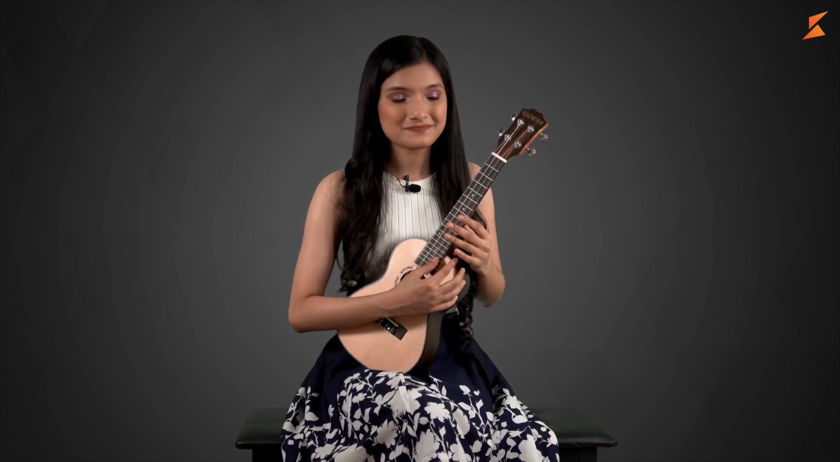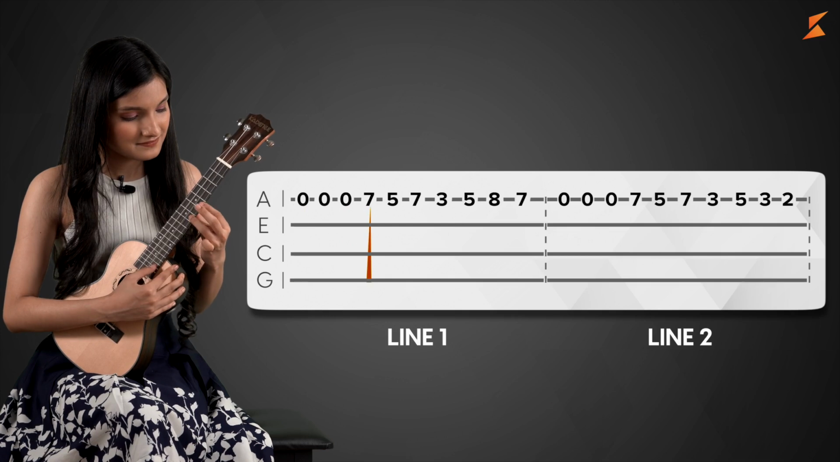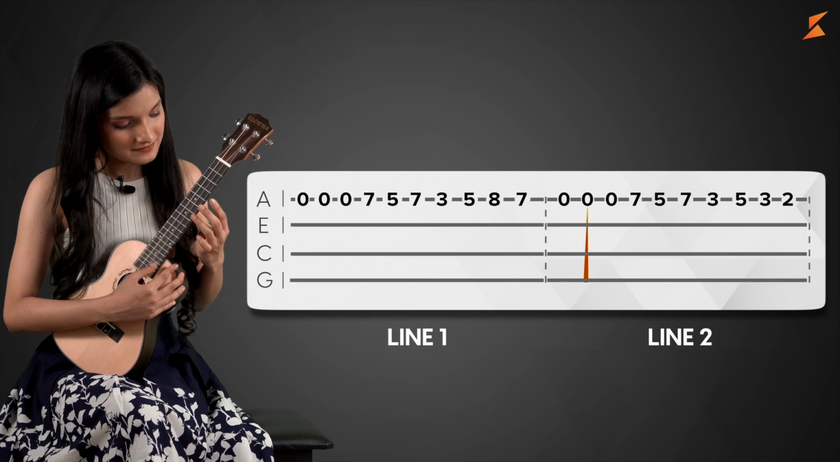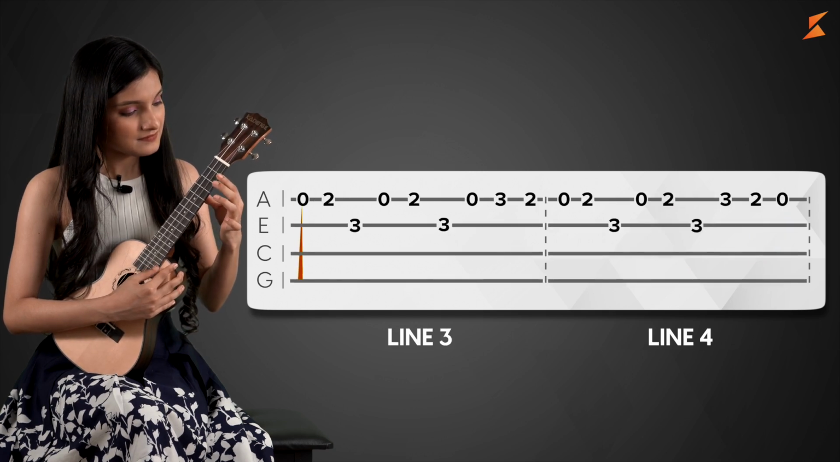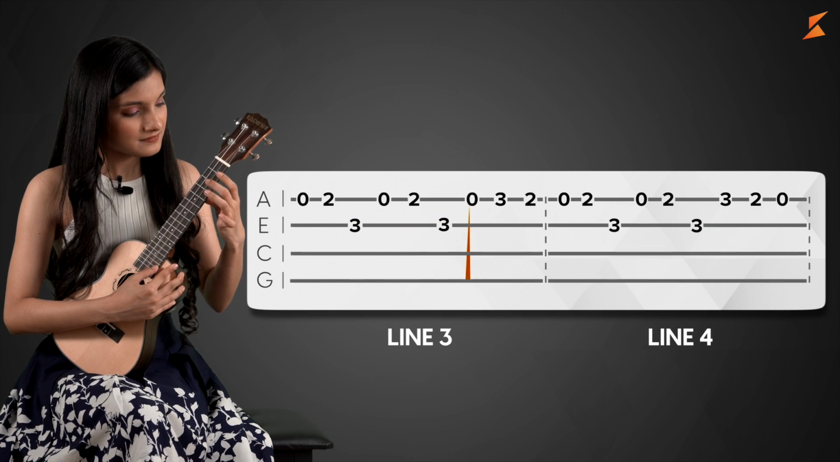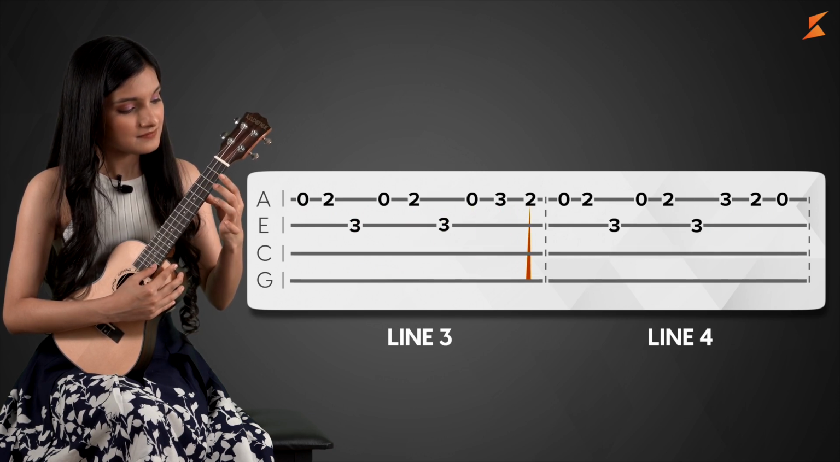Now we've learned all the 4 lines of the song. Let's put them all together and play this song. So this is how it goes. Now, let's practice this slowly and then pick up the pace and play it in the original speed. On my count, 3, 2, 1, go.